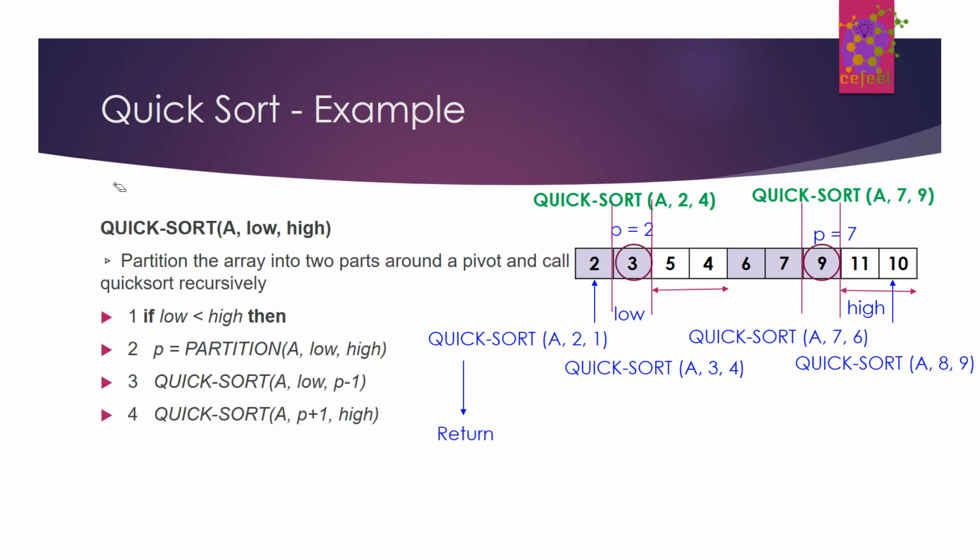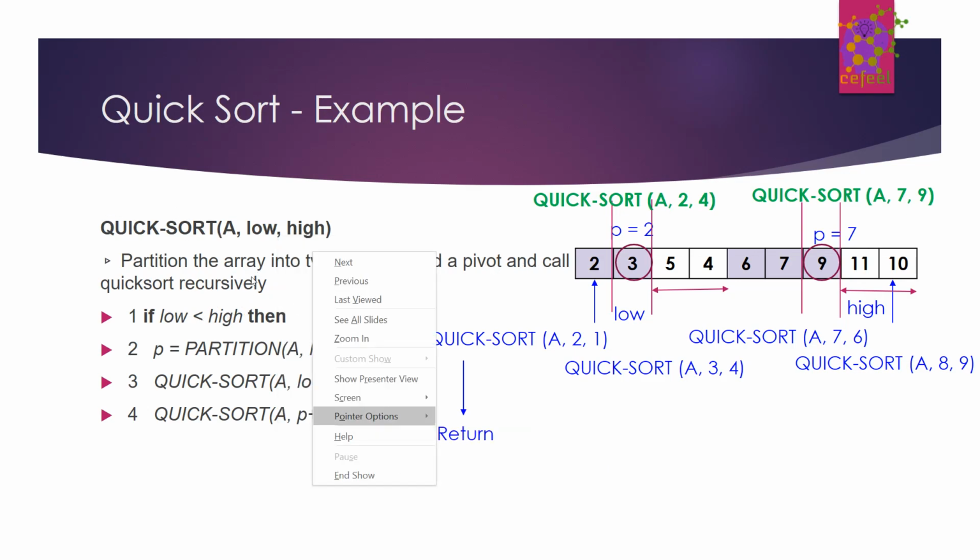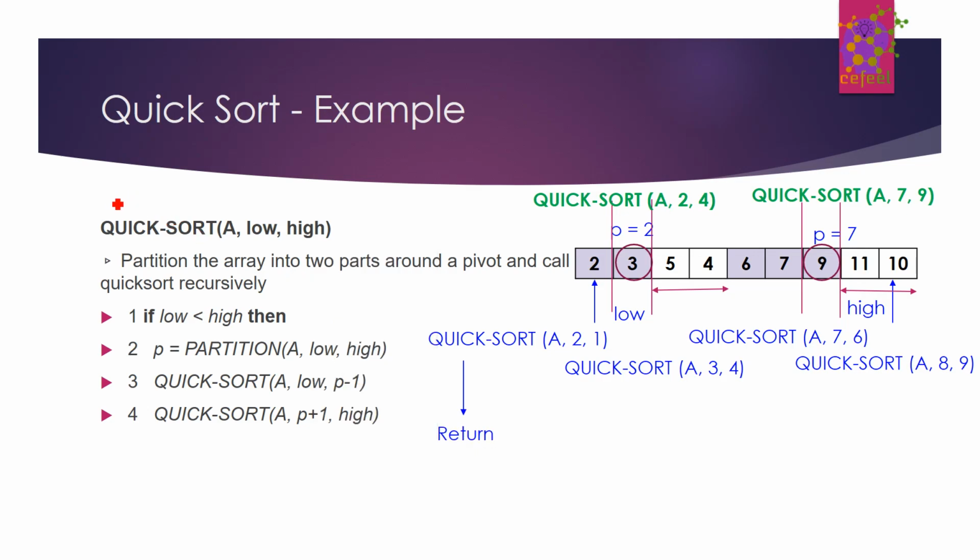Awesome. Now let's go to the next call, which is quicksort A34. What quicksort A34 will do is it will call 3, which means low is 3 and high is 4, and this will in turn call partition 34. So partition 34 will be called.